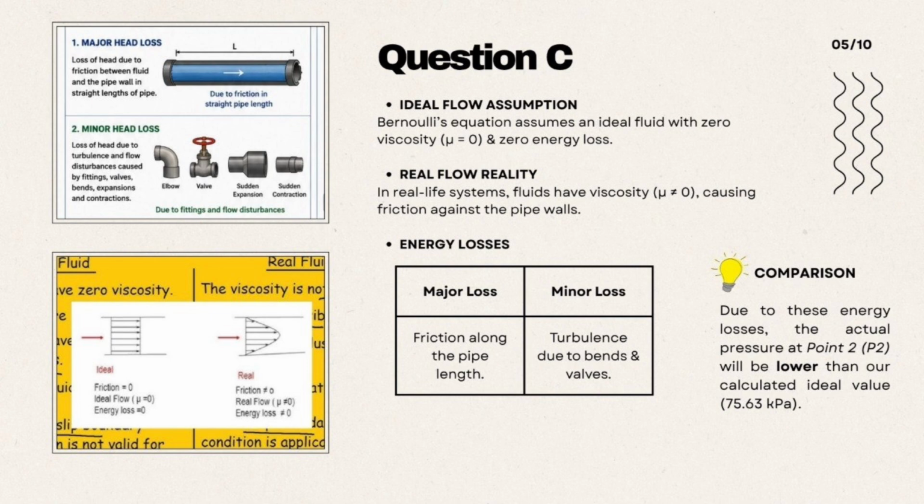However, in real life systems, fluids have viscosity, mu not equal to 0, which causes friction against the pipe walls. This resistance leads to energy losses, categorized as major loss due to friction along the pipe length and minor loss caused by turbulence from pipe bends and valves. In comparison, because of these inevitable energy losses, the actual fluid pressure at point 2, P2, in a real system will be lower than our calculated ideal theoretical value of 75.63 kPa.